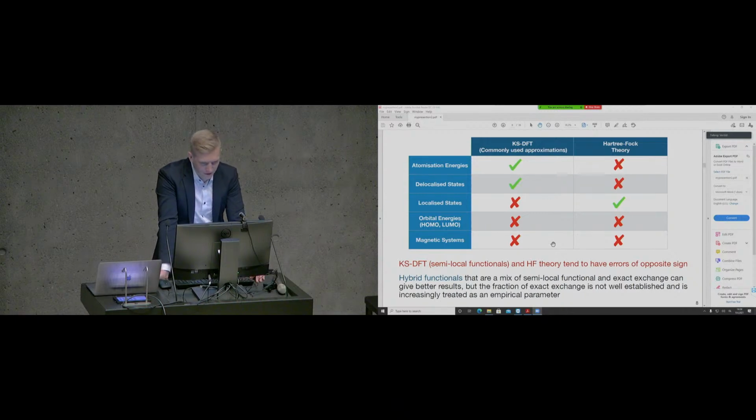What you're saying is that DFT cannot do localized states, it cannot do orbital energies, and it cannot do magnetic systems. But the last one, I'm not sure I agree on. On magnetic systems. Why do you say that Kohn-Sham DFT is not good at magnetism?